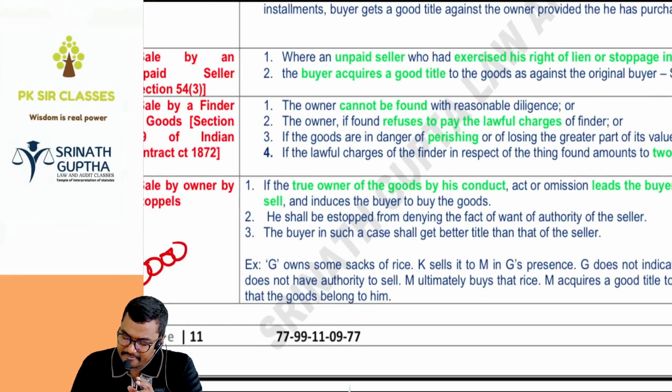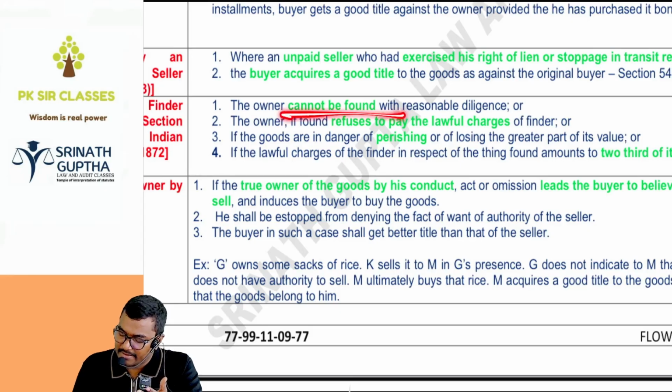Next, sale by the finder of lost goods. You lost your bag, I find the bag. Can I sell the bag? No, but I can sell the bag if you are unable to be found, or you are found but refuse to pay the lawful charges, and the goods are perishable in nature like milk, bread, flowers, food.